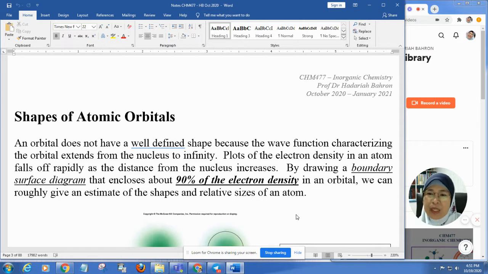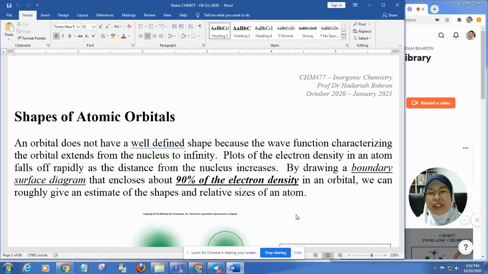But before we go into hybridization, it is quite important that students understand what the shapes of atomic orbitals are. Now, everybody recalls that in an atom there are at least 3 or 4 types of atomic orbitals. You have the s orbitals, p orbitals, d orbitals, f orbitals. So what actually determines the shapes of atomic orbitals?